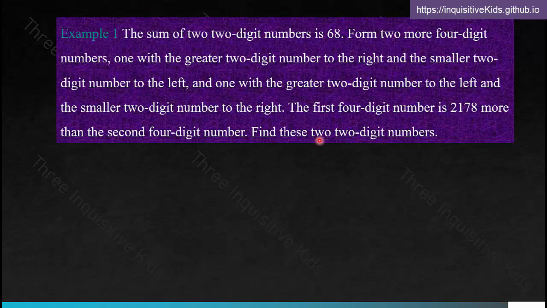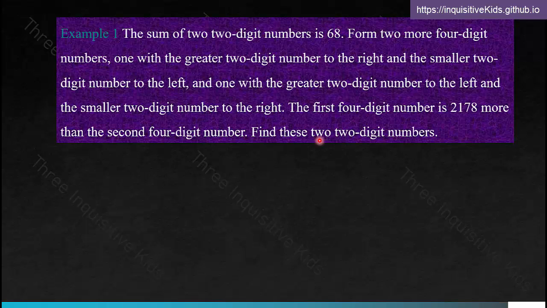Example 1. The sum of the 2 digit numbers is 68. Form 2 more 4-digit numbers, one with a greater 2-digit number to the right and the smaller 2-digit number to the left, and another 4-digit number with the greater 2-digit number to the left and the smaller 2-digit number to the right. The first 4-digit number is 2,178 more than the second 4-digit number. Find these 2-digit numbers.